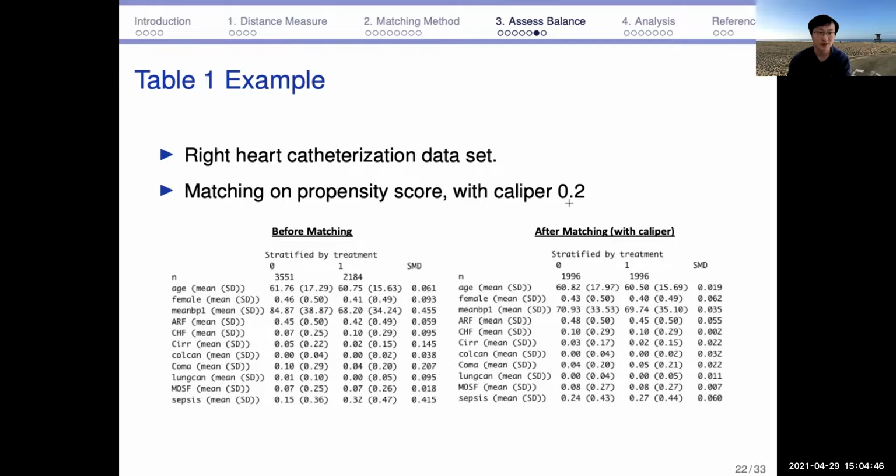The caliper of 0.2 means that if we can't find a match with propensity score difference within 0.2, then that treated individual is discarded. Therefore, you see that here we only have 1996 individuals in the treatment group after the match, but we have over 2,000 in the treated group in the original sample.